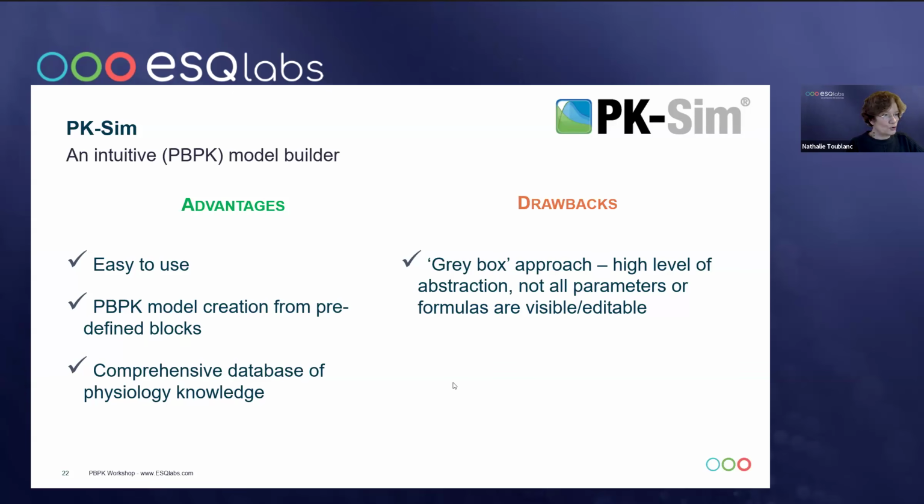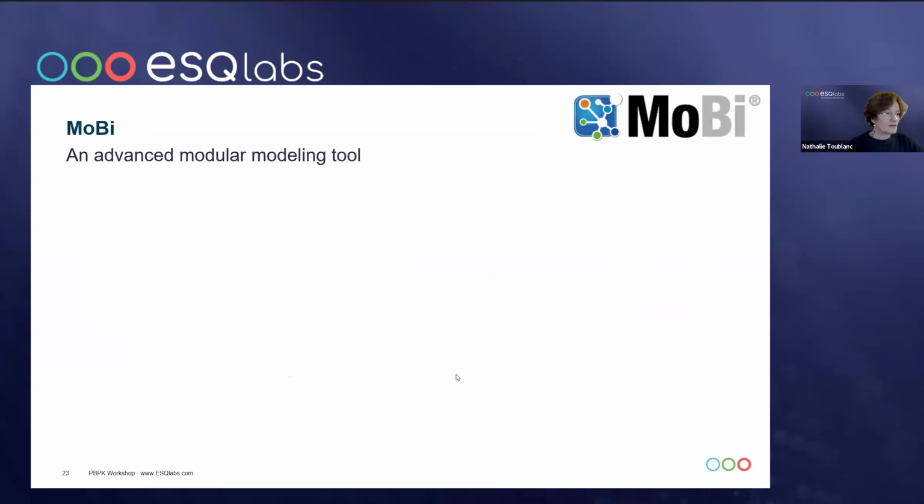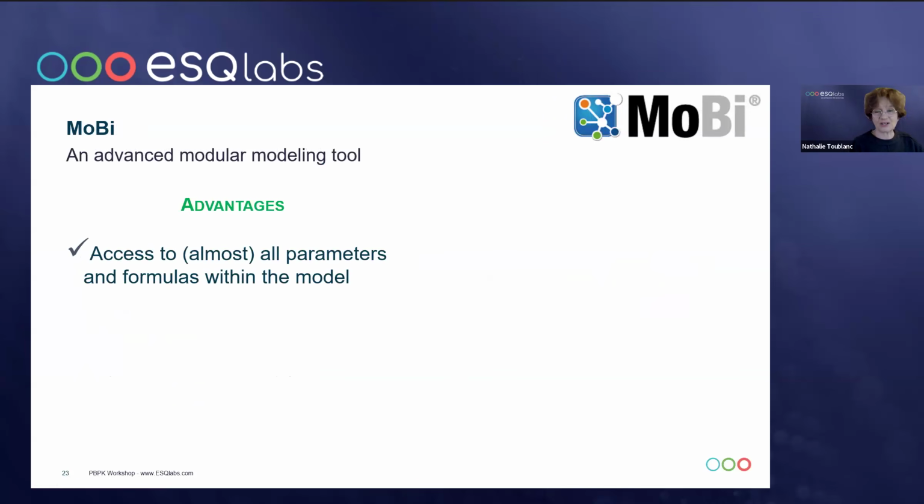If we move to MoBi, then MoBi is an advanced modular modeling tool. The advantage, and I was alluding to that in the previous slide, is that you can access almost all the parameters and formulas within the model. You can also easily reuse models or modules that have been built. On GitHub, for example, you can find some modules, and some of the modules that we've built, for example with the Gates Foundation, are available for you to use. They've been validated and you can just use them.